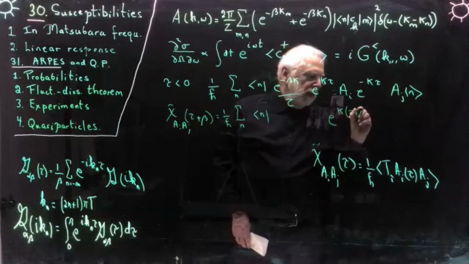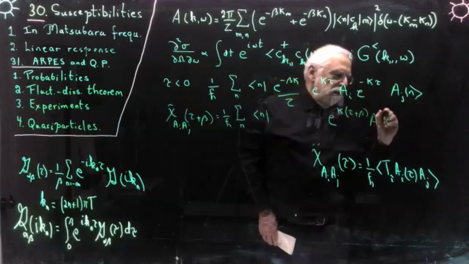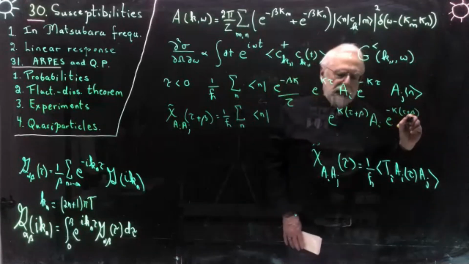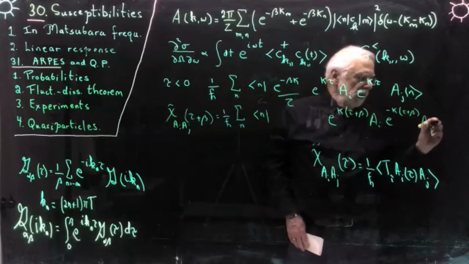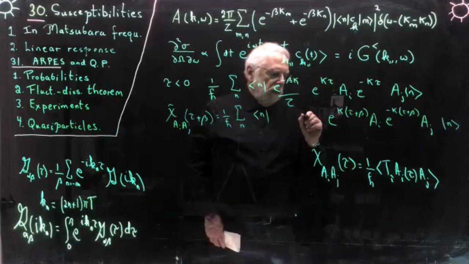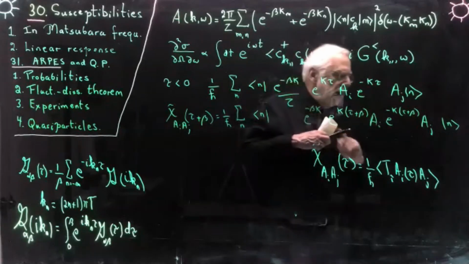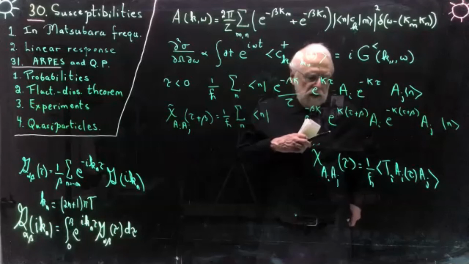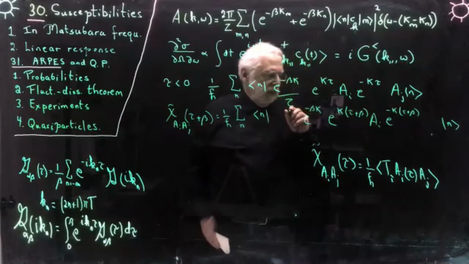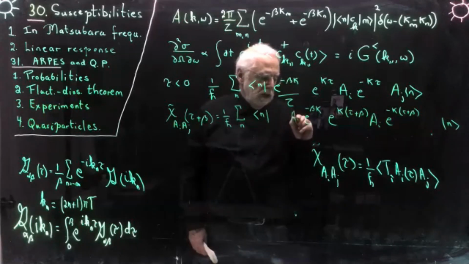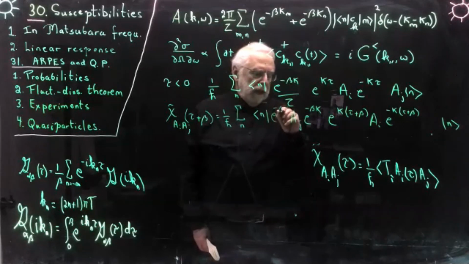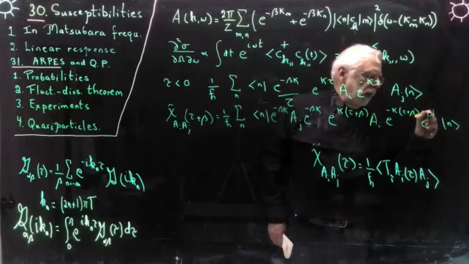Of tau plus beta, AI e to the minus k of tau plus beta, and I have AJ of n, and I have this e to the minus beta k. And now I can use the periodic property of the trace to put this AJ here, and I can put e to the minus beta k and e to the beta k, right? Because this times this is unity.